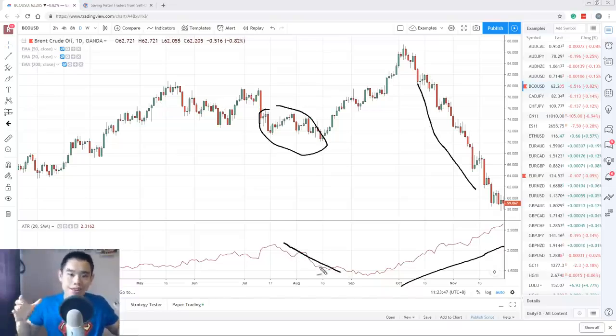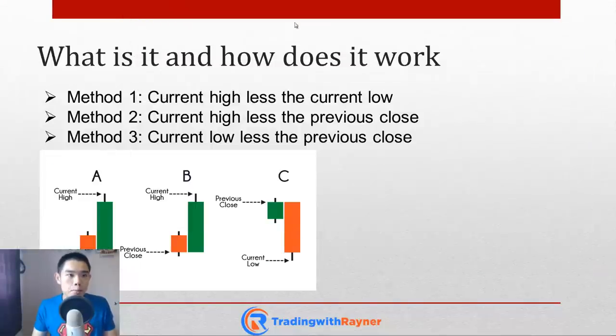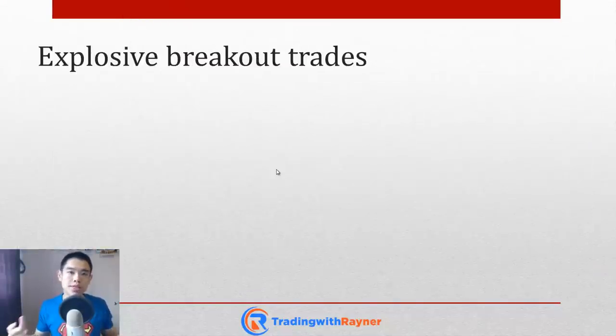This is all there is to the ATR indicator. It measures volatility in the market. If you don't want to understand the calculation, just know this one thing. This is important. So moving on, how do you use the ATR indicator to identify explosive moves about to occur?